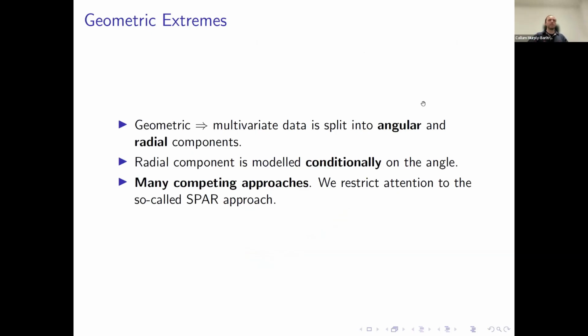So what you do is you decompose into angular and radial components, then you model the radial component conditional on a fixed angle. Okay, that's the basic idea. Again, I'll show everything in the picture. There are many different competing approaches for how we do this modeling. It's not quite clear cut. So we're going to restrict attention in this talk to one approach, the so-called SPAR approach, but note that there are different ideas here, and because it's so new, there are still no best practices really established.